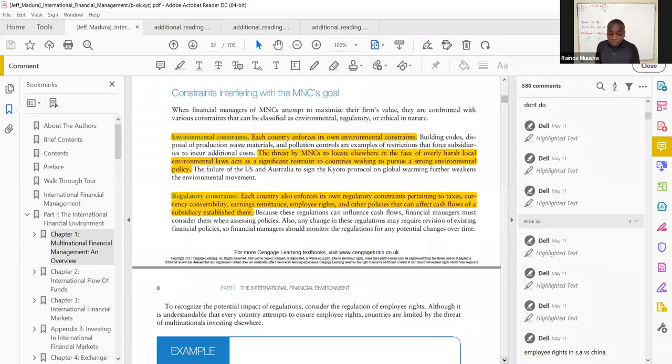But what we also know is that historically, they didn't have to set up that fund to rehabilitate the environment. That fund was basically contributing towards their profitability as well. So when you look at constraints interfering with the multinational goal, we know that there's also going to be an issue of the environment, although we know that this is basically going to be in the best interest of the community as well.